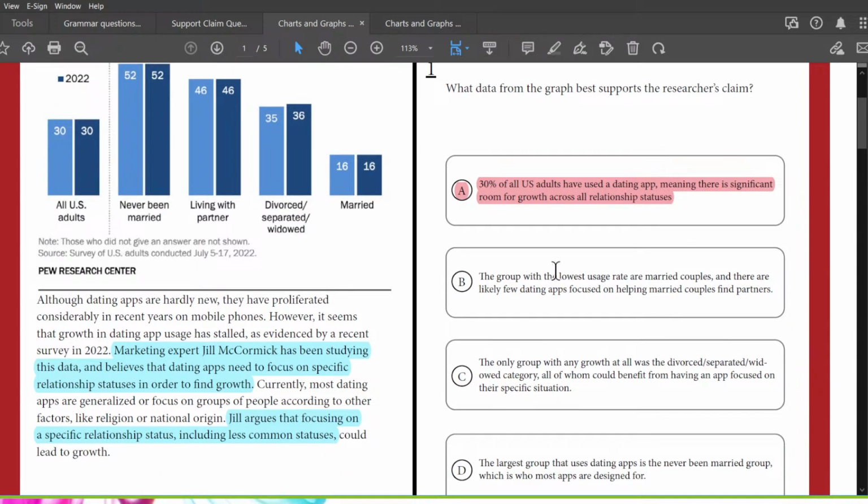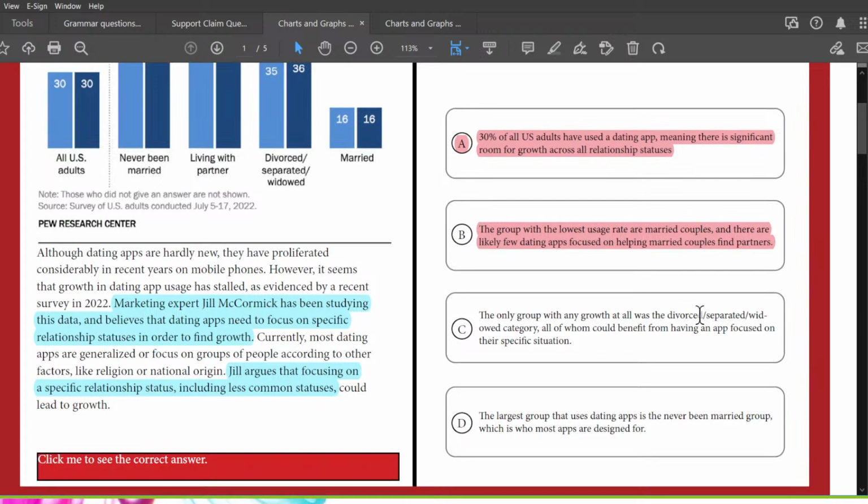Now, the group with the lowest usage rate are married couples, and there are likely few dating apps focused on them. But also, they're married. Some married couples might need to find partners if they're into that sort of thing, but I don't think that's going to be the best answer. I don't think anybody's saying we really need to make a dating app for married people. I don't think the demand there is going to be very strong. It just logically doesn't make sense. Water is wet, basically.